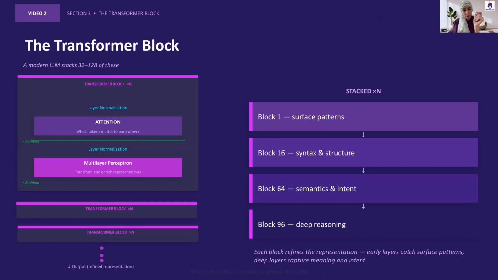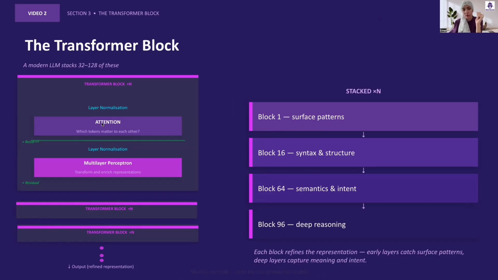The transformer block is the heart of the model. And here's the key thing to understand. There isn't just one of these. A modern LLM might have 32, 96, or even 128 of these blocks stacked on top of each other. Each one refines the representation a little bit more. Each block has two components. The attention block.